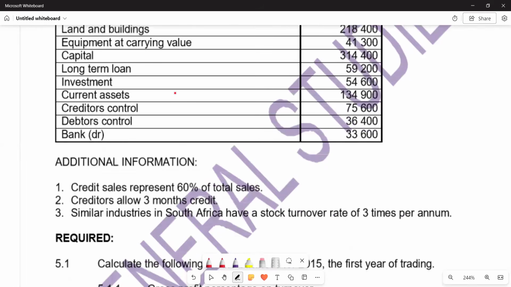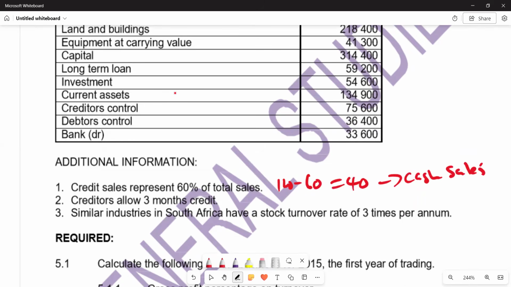The first additional information reads credit sales represents 60% of total sales. So what does it mean? It means if you say 100 minus 60, you're going to get your 40, which is going to represent your cash sales. So this representation is very important.